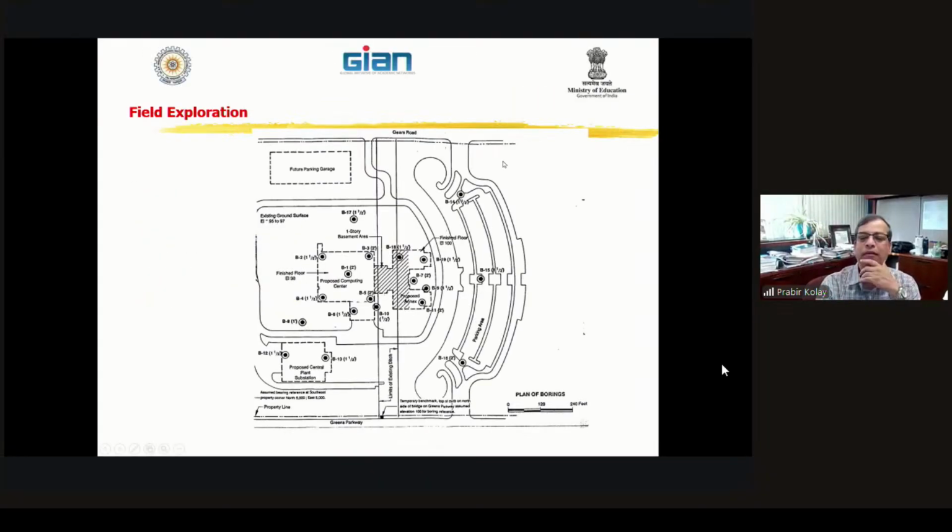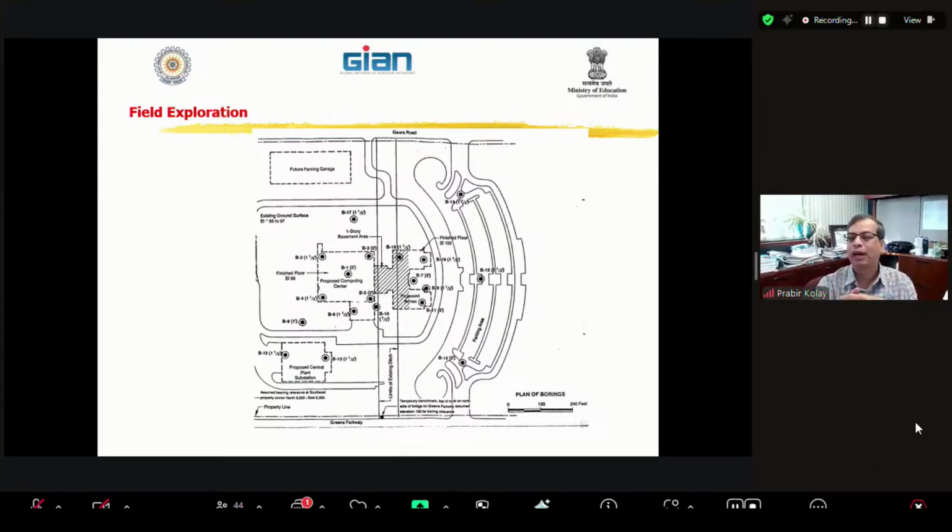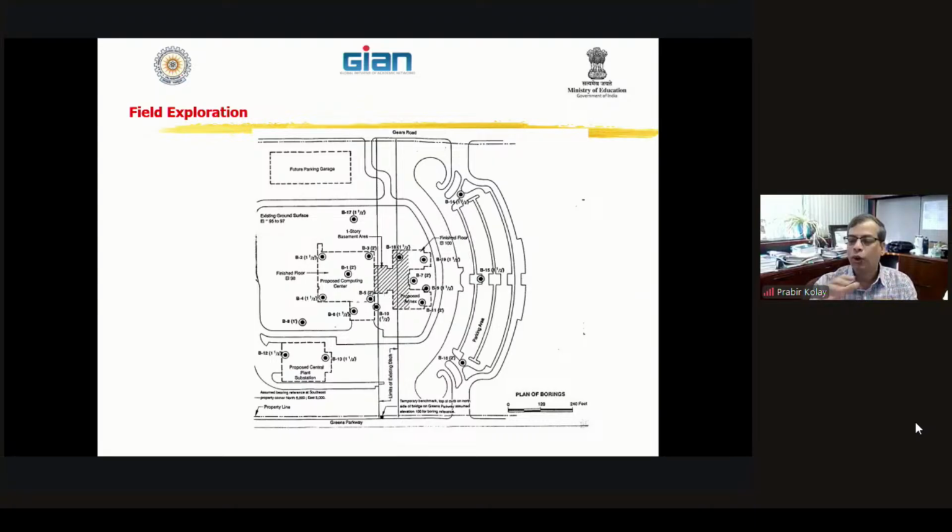So this is the particular area. And then you see the different dark circles; this is the boring hole location. So these are the different borehole locations. Most of the time we do the borehole where the actual foundation is coming, so that we have more control and we know what type of soil is there. So then you can design your foundation or any infrastructure effectively.